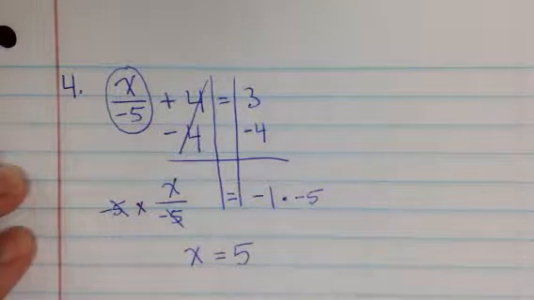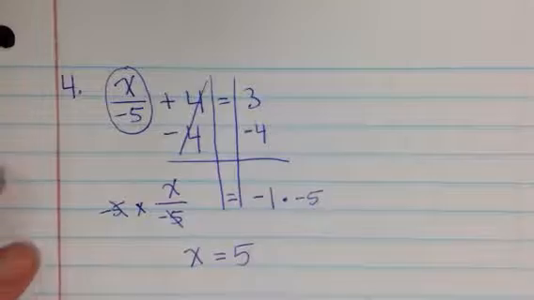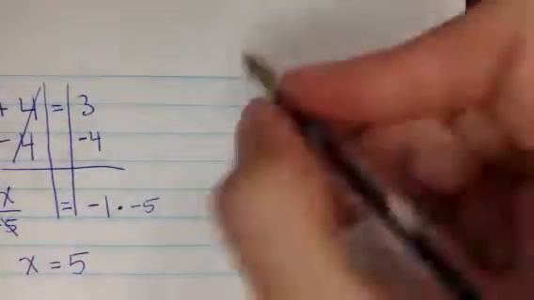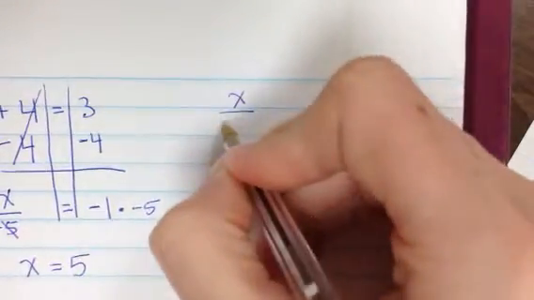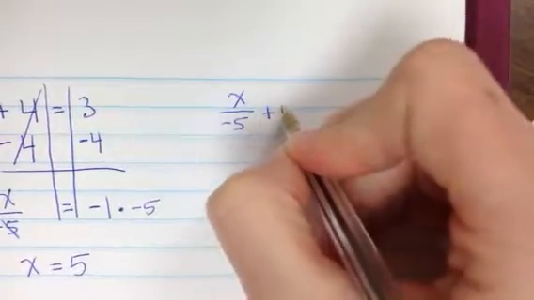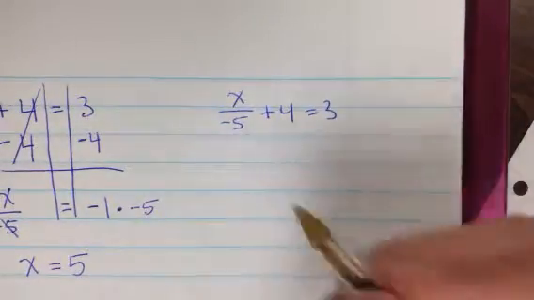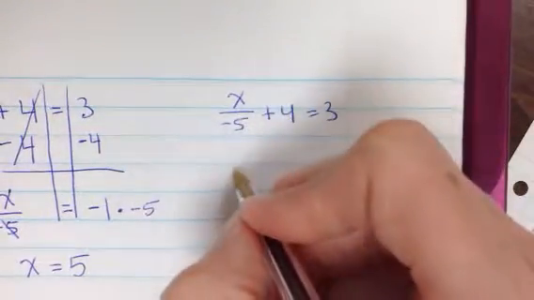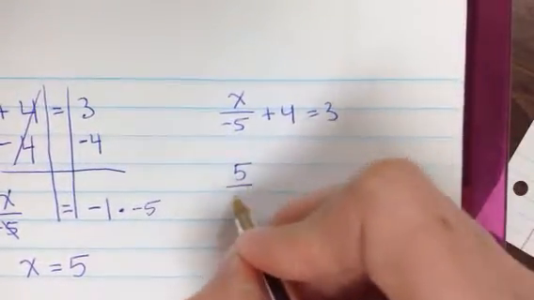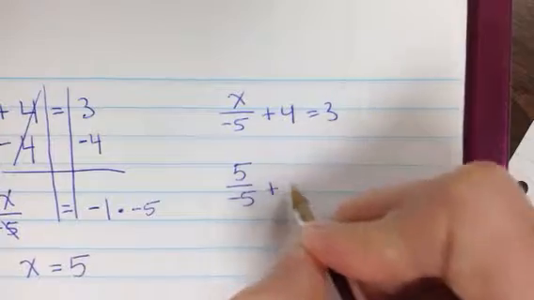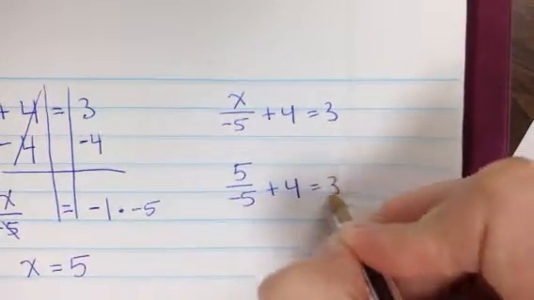In order to make sure that that is true, we will go plug it in for x. So I'm going to rewrite my problem. X divided by a -5 plus 4 equals 3. Substitute the 5 that you found for your solution in for x. So I have 5 divided by a -5 plus 4 equals 3.